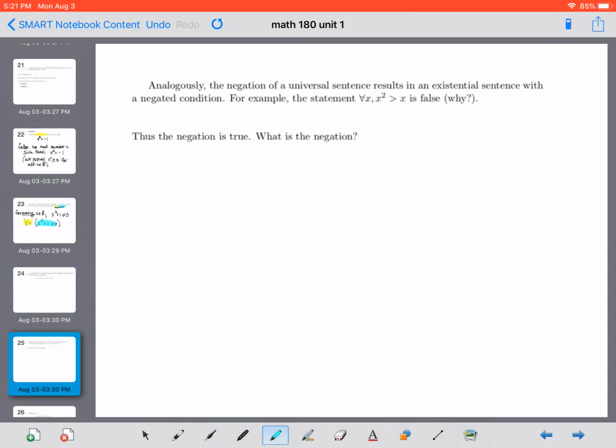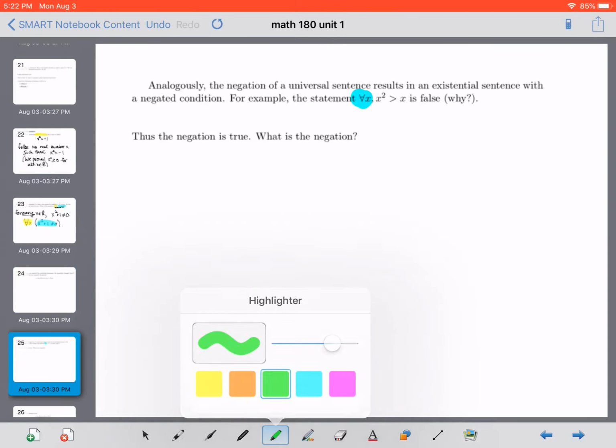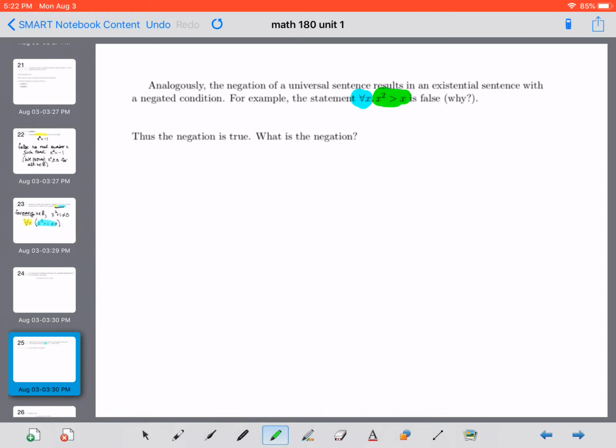Right? And analogously, the negation of a universal sentence should result in an existential sentence. So to see why that is, let's consider the statement for all x, for every x value, x squared is greater than x. I claim that this is a false universal statement. Why is this false? Well, it's not true that every x value satisfies that x squared is greater than x. I can give you a counterexample.